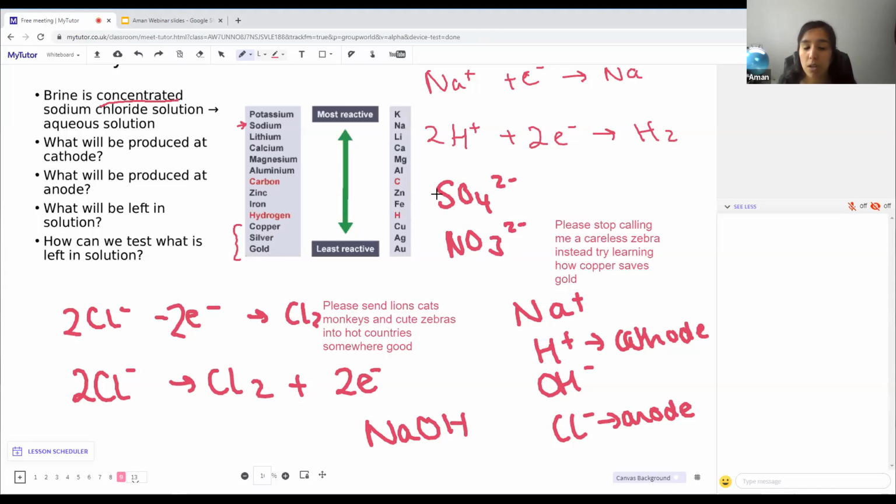So the rule that we used last week was, unless you have a concentrated halogen in there, you will form oxygen. So if you don't have a concentrated halogen, you form oxygen. If you do have a concentrated halogen, you form the halogen. That's the general rule. And at the cathode, if it's more reactive than hydrogen, you produce hydrogen. If it's less reactive than hydrogen, you produce the metal. So they're the two general rules with aqueous solutions. Okay, well done everyone.